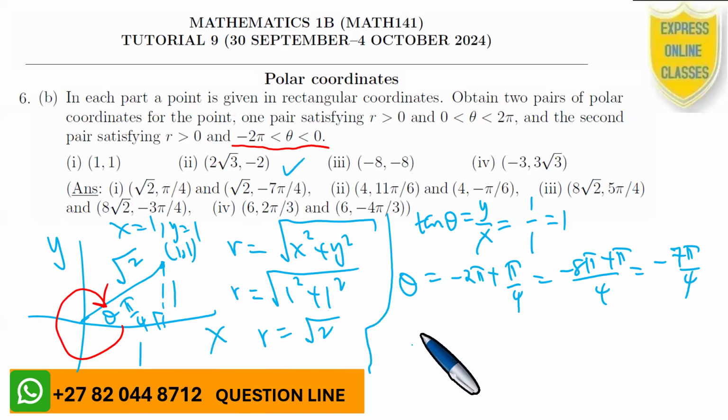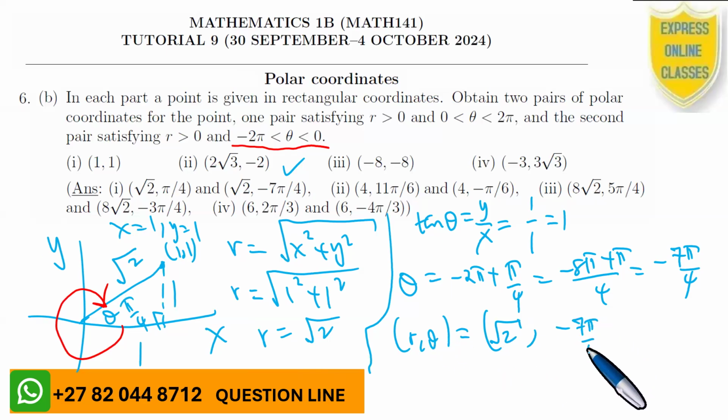By Pythagoras' theorem, we have found the radius, which is the square root of 2 units, and the angle theta is minus pi over 4, because this overall angle becomes minus 2 pi if you go minus 2 pi, going clockwise.